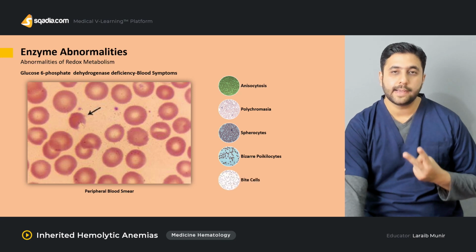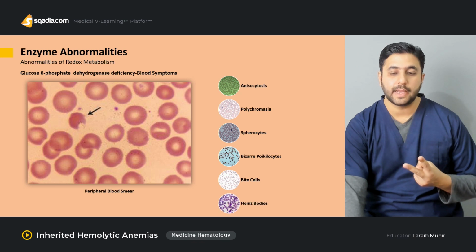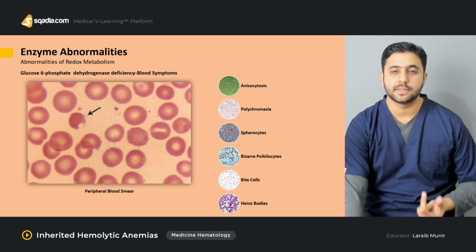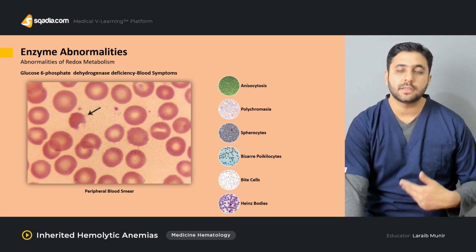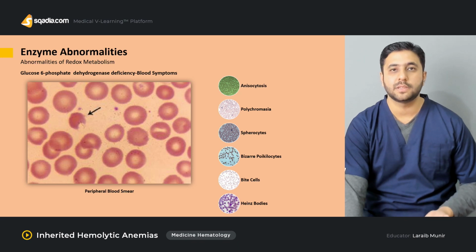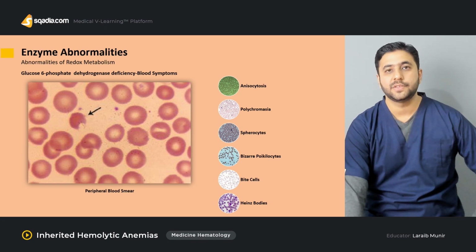The two important diagnostic peripheral features are the bite cells and the Heinz bodies. These two are the ones which I want you to take home from this slide. The other ones can be present in other diseases as well and are non-specific, but bite cells and Heinz bodies are specific for G6PD deficiency.